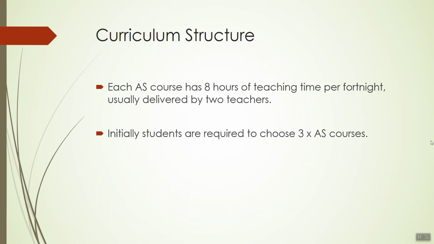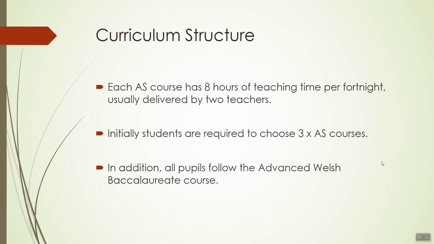When you're applying initially, we would want you to choose 3 AS courses, and we can review that at a later date if you find that 3 AS courses is too much for you, and that is something that is done in discussion with Miss Nicholas, who does the transition from year 11 to year 12. And as well as those 3 AS courses, you're also required to follow the Advanced Welsh Bac course and the Advanced Skills Challenge certificate that forms part of that.